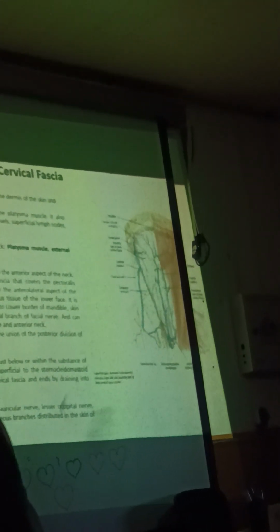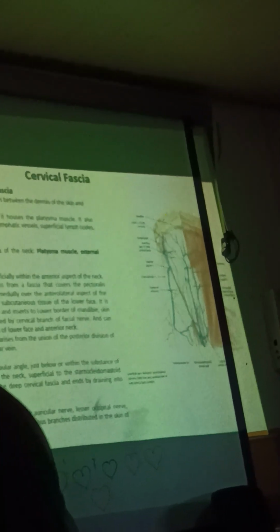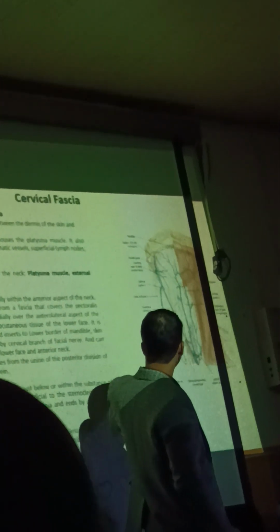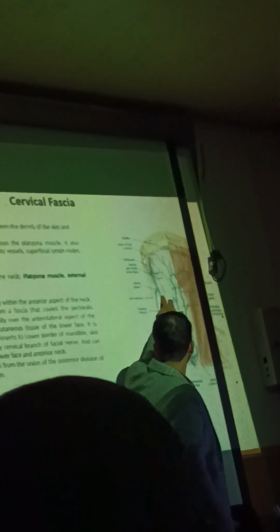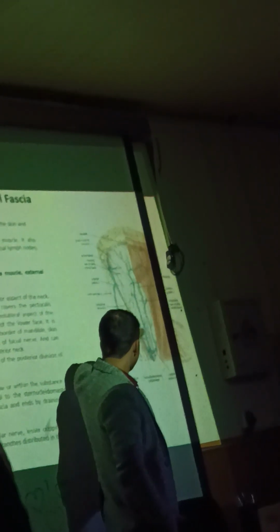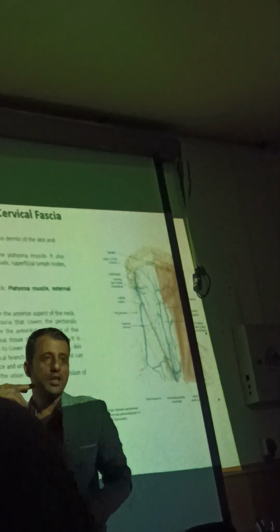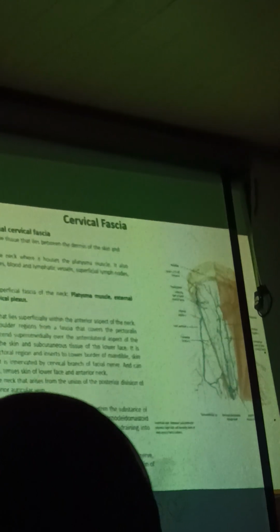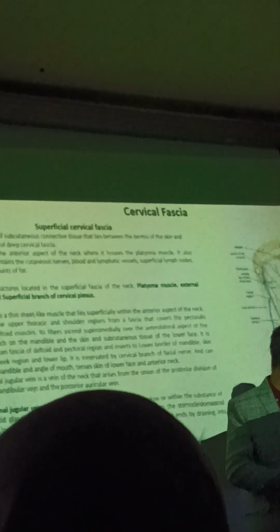The most important vein which is located in the superficial fascia is the external jugular vein. Find the external jugular vein. Here. It is the external jugular vein, located in the superficial fascia. Also, the superficial fascia in the cervical area contains a muscle. Which muscle? See this area? Platysma. Yes, the platysma muscle.